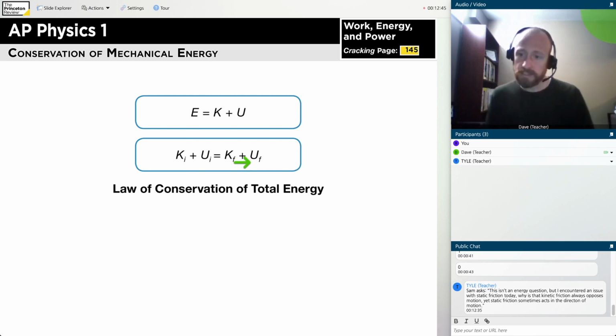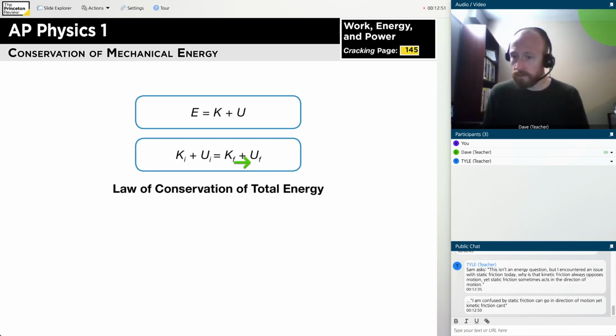So I see a question here. Sam says, this isn't an energy question, but I encountered an issue with static friction today. Why is it that kinetic friction always opposes motion, yet static friction sometimes acts in the direction of motion? Great question. I'm confused by static friction, how it can go in the direction of motion and kinetic friction can't.